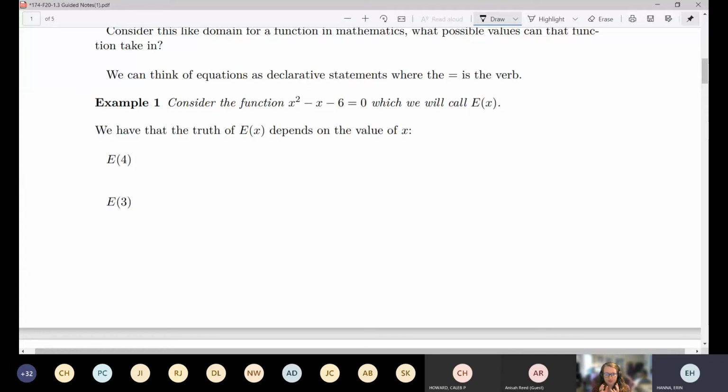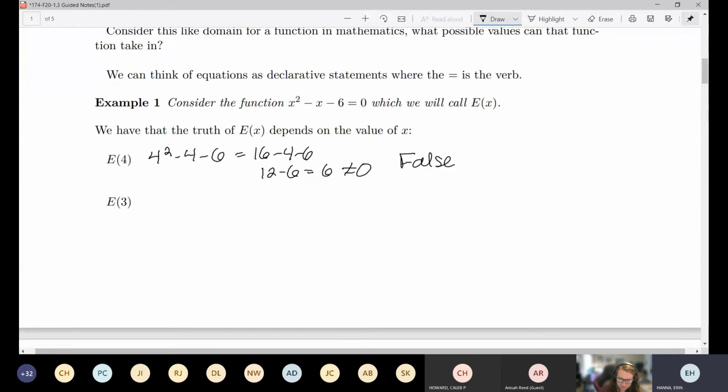So the truth of this E(x) depends on the value of x. What if I let it be 4? Well, that would be put 4 into the function. So 4 squared minus 4 minus 6. Well, that's 16 minus 4 minus 6. So 12 minus 6, gotta keep track of my arithmetic here, which is 6, which is not 0. So that would be a false statement. E(4) would be considered false.